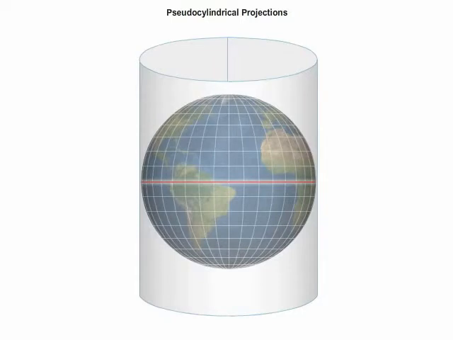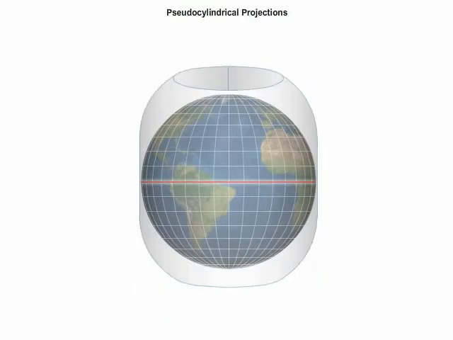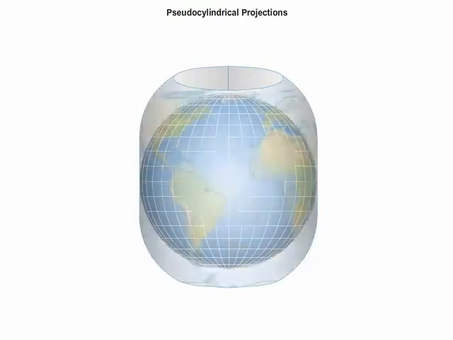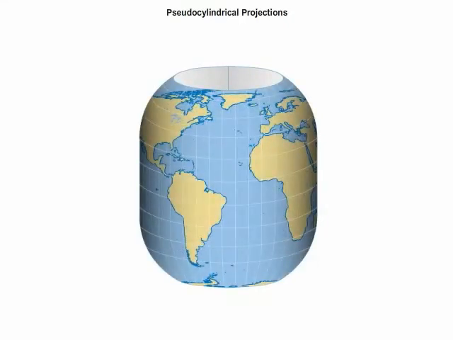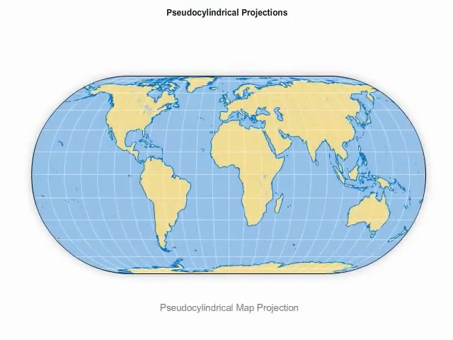A pseudo-cylindrical projection begins with a cylinder wrapped around a globe along the equator. The cylinder mathematically curves in toward the poles. The graticule and landmasses are then projected onto this curved surface. When the curved cylinder is unwrapped, an oval projection results.